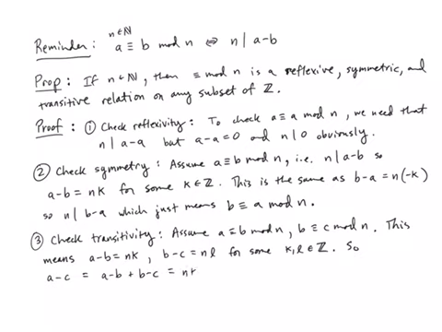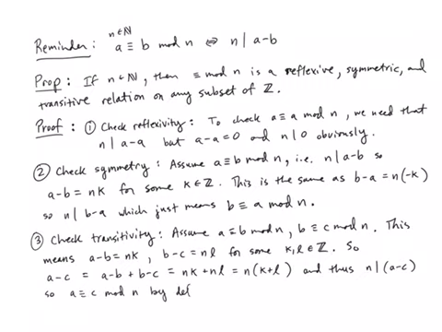And that is n times k plus n times L, which is n times k plus L. So we see that A minus C is divisible by n, and thus n divides A minus C, so A is equivalent to C mod n by definition. Okay, and that completes the proof.